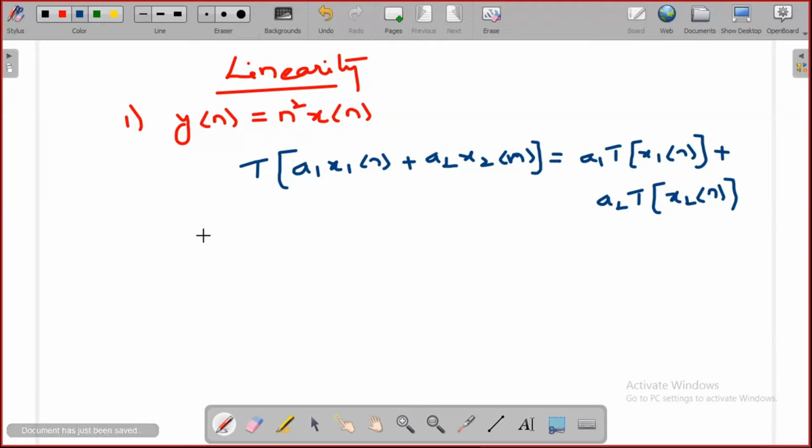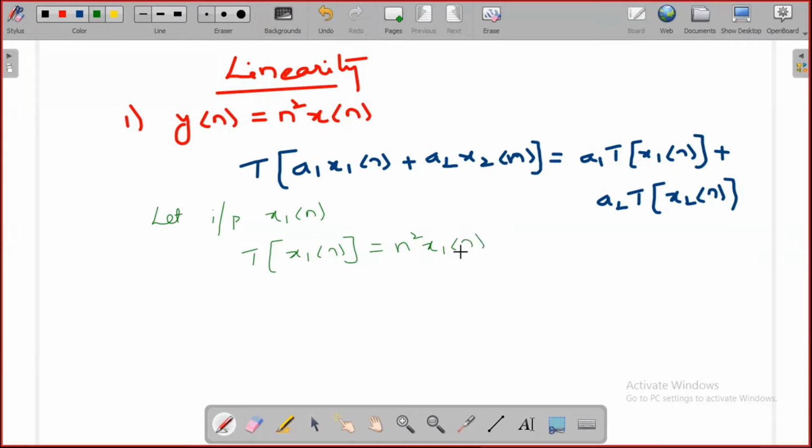Okay, now for the given system, find the response for two different inputs. Let the input be x1 of n. Find the response, that is T of x1 of n is equal to, in the given system, in place of x of n write x1, that's it. That is n square x1 of n.